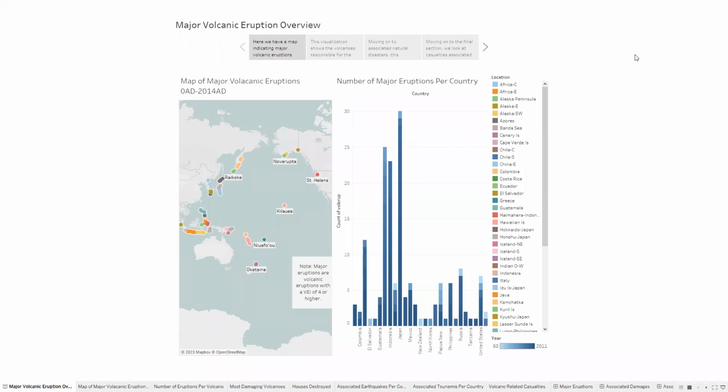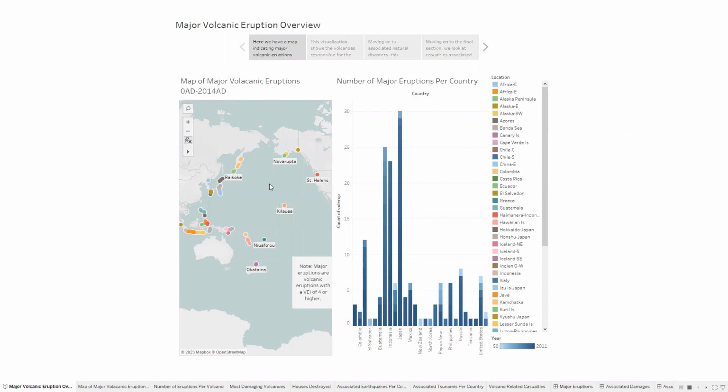All right, so today we're going to be going over the major volcanic eruptions around the world. So, starting off, we have a map of major volcanic eruptions. Note that when I say major eruptions, I mean volcanic eruptions with a volcanic explosivity index of 4 or higher. And we're only looking at eruptions from the year 0 AD to 2014 AD.